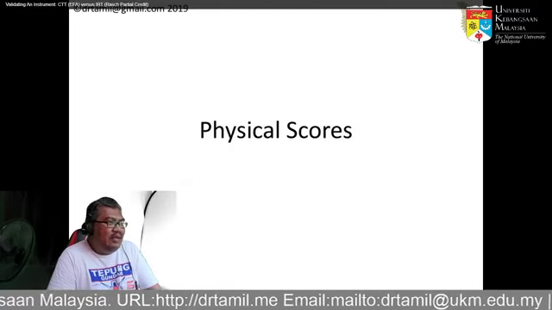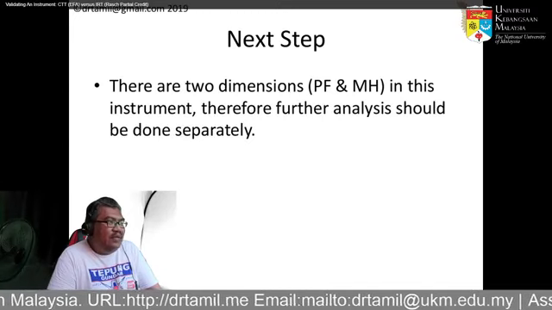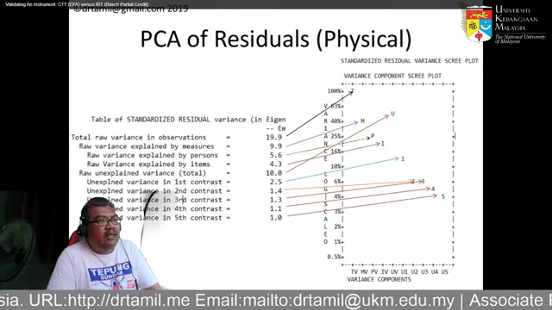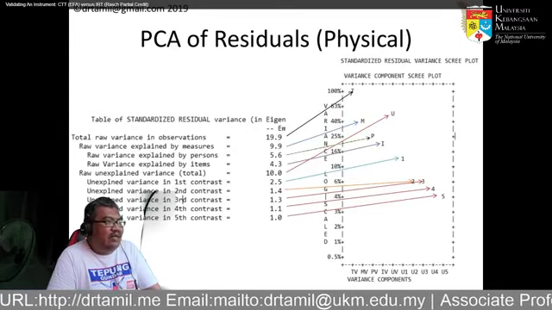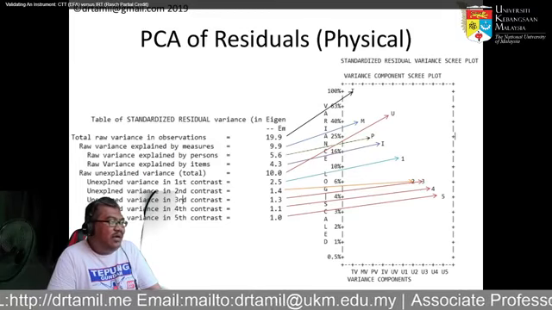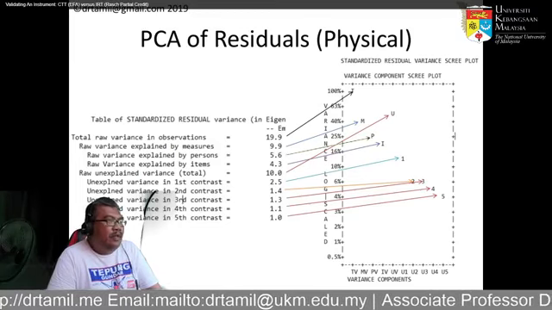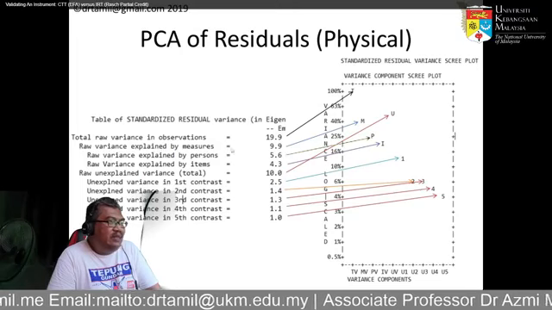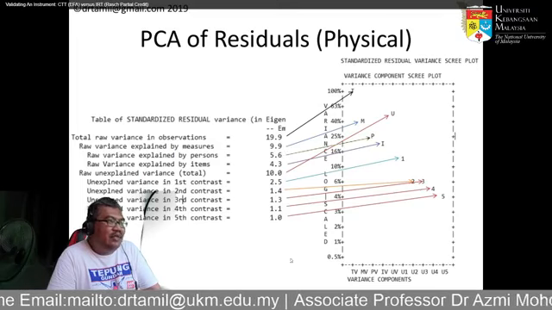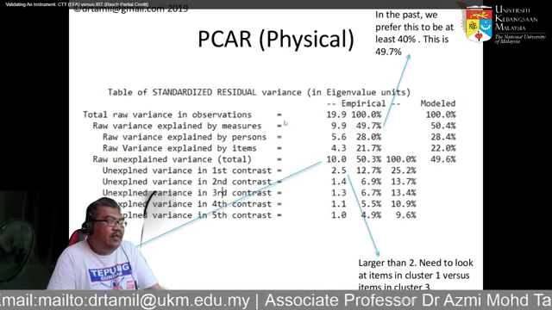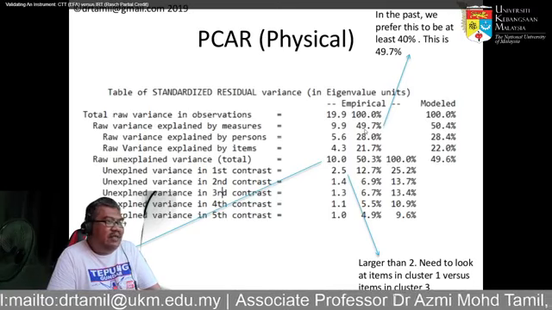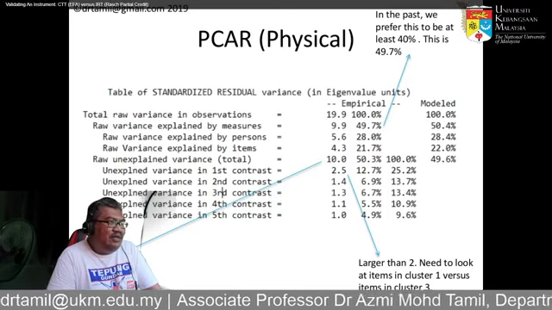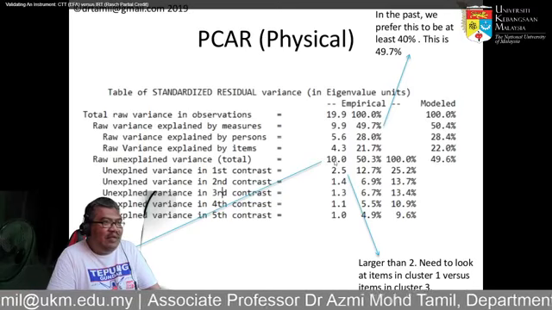So we have to run the PCA analysis separately. We run separately for physical function scores first. You can see here, these are for the physical score. There are 10 questions, so raw unexplained variance is 10. The raw variance explained by the measures is 9.9. So let's see how much that is in percentage. 9.9 is 49.7%. So we are good. This is 10 because we got 10 items.